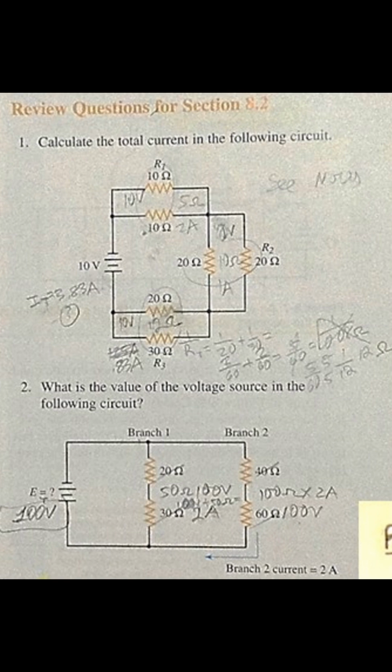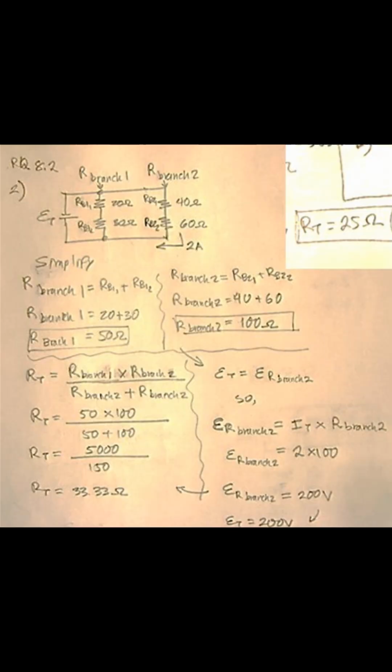Question number 2, what is the value of the voltage source in the following circuit? We're given a circuit without a voltage source, and we want to find out what that is. It's a 2-branch circuit with 2 resistors on each of the branches of a parallel circuit. So we want to simplify each branch first. We have the resistance at branch 1 and the resistance at branch 2, and we want to know what those are. To simplify, the resistance at branch 1 equals resistor 1 at branch 1 plus resistor 2 at branch 1. In this case, we have 20 ohms plus 30 ohms, again at branch 1, which is 50 ohms.